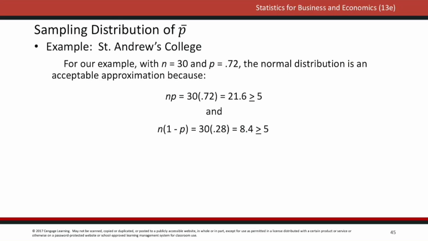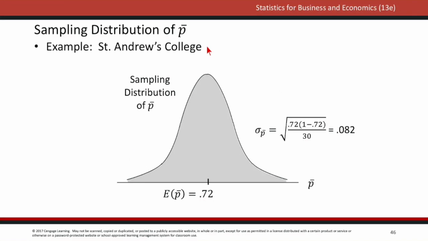The normal distribution will be an acceptable approximation, because if we calculate n times p and n times 1 minus p, we get numbers that are both greater than or equal to 5. Now I want to emphasize that both must be greater than or equal to 5. If only one is greater than or equal to 5 but the other is not, then we cannot use the normal distribution as an approximation. Okay, so both properties have to be satisfied. Both numbers have to be greater than or equal to 5. We can guarantee that we are in this situation.